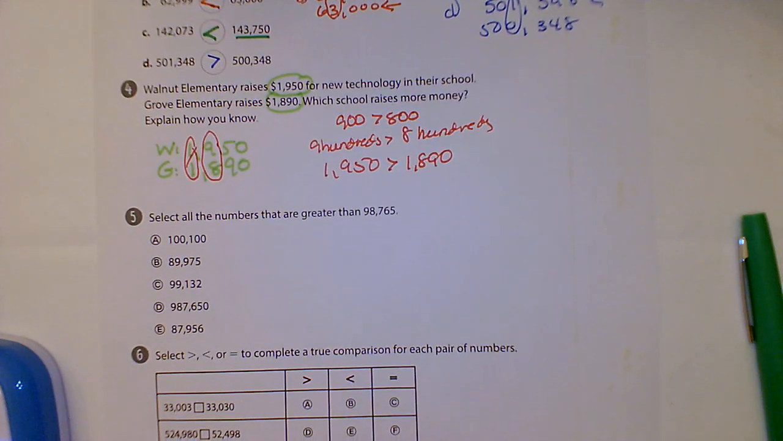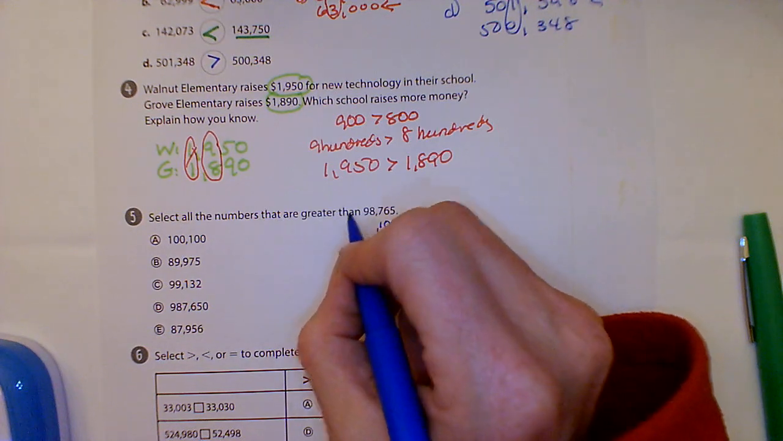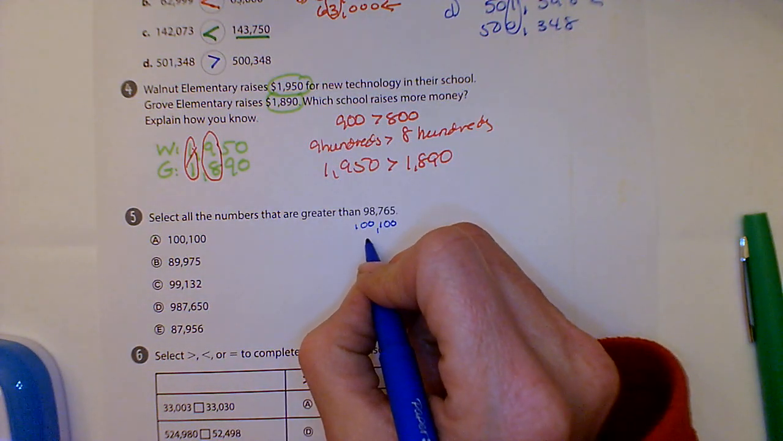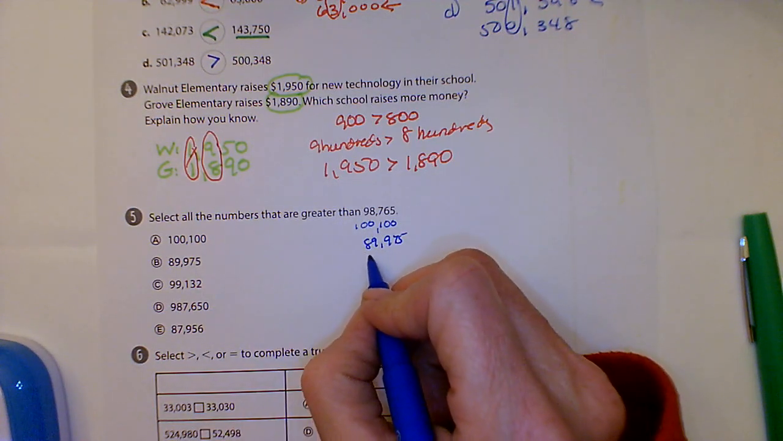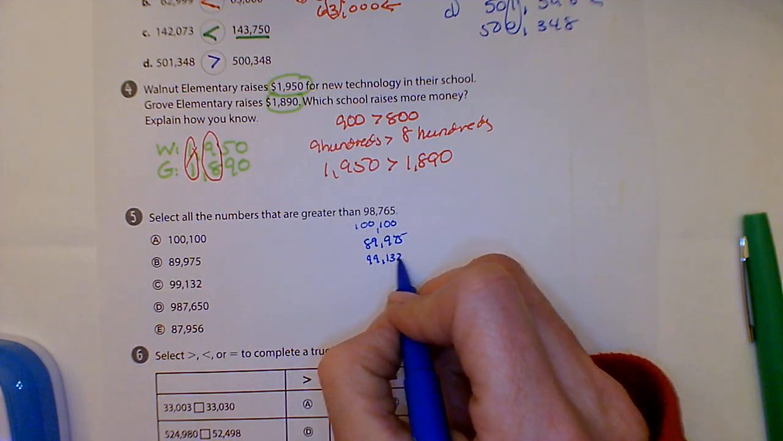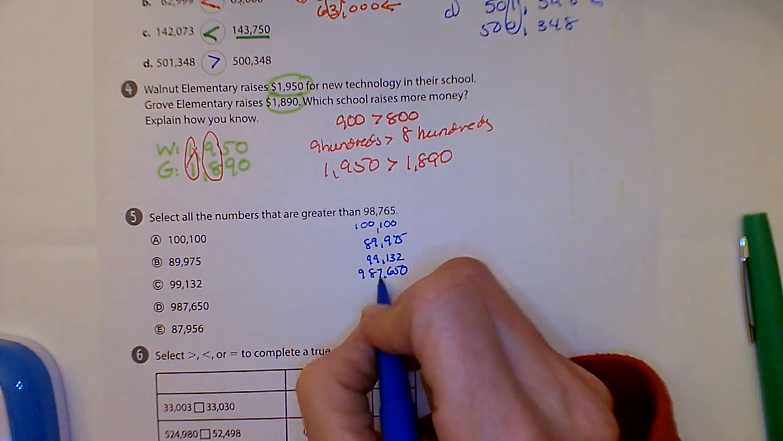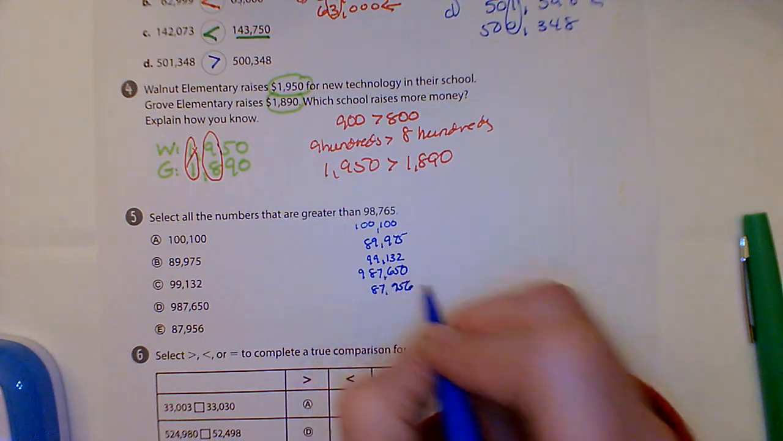All right, so here, oh, I wish these were already stacked for us properly, but they're not. We have to compare all those numbers to this number. So I'm going to actually be sneaky, and I'm going to stack them right underneath there. So hold on, I'm just trying to be very careful. So that's A. B is 89,975, and C is 99,132. D is 987,650, and E is 87,956.